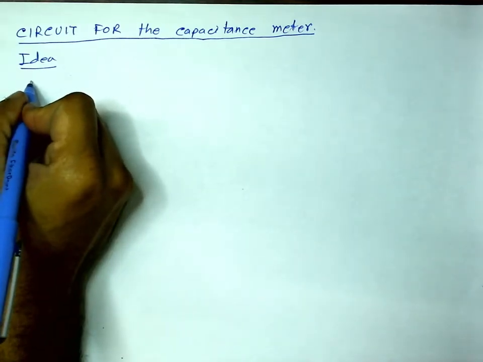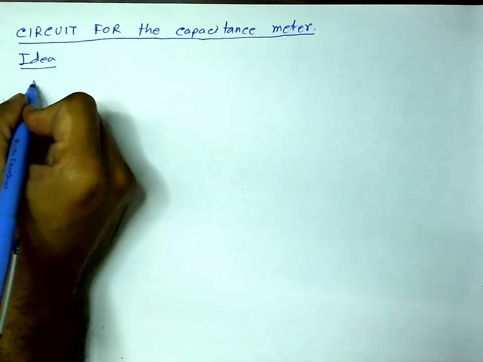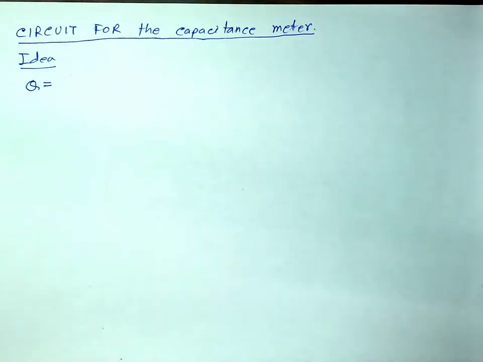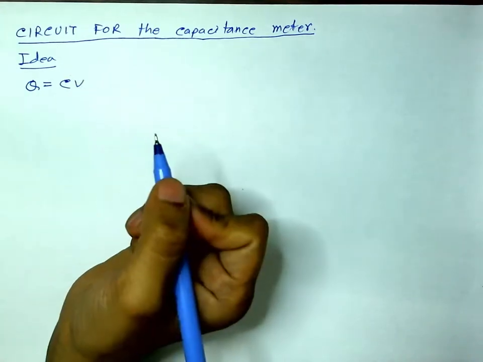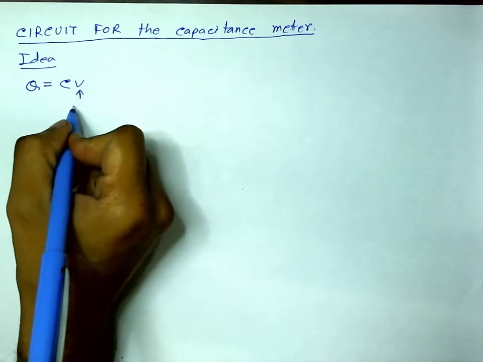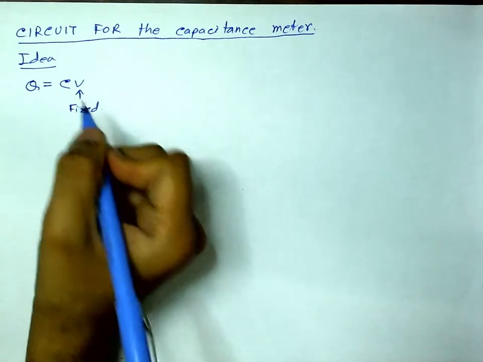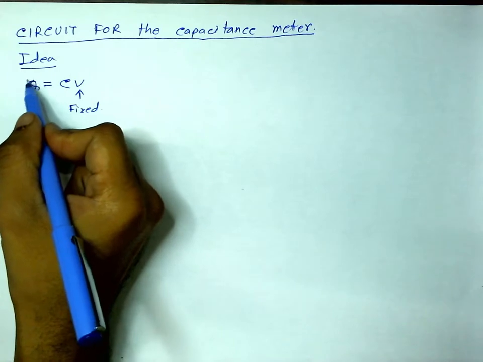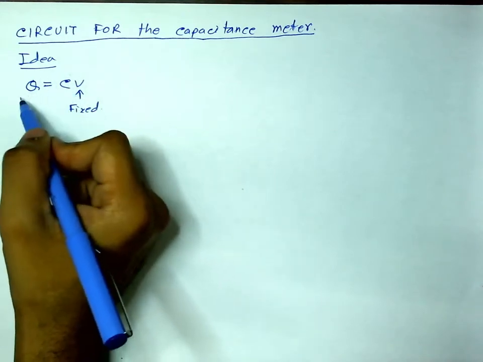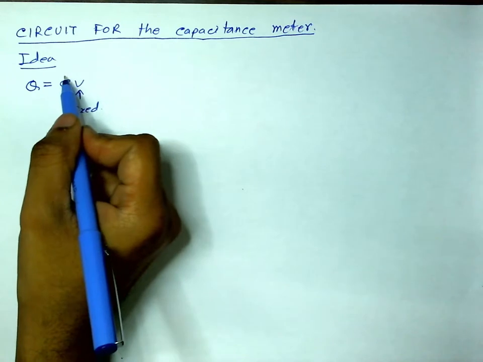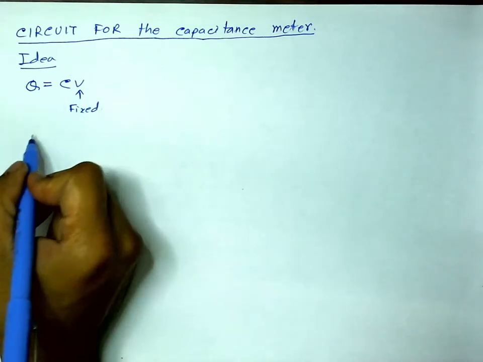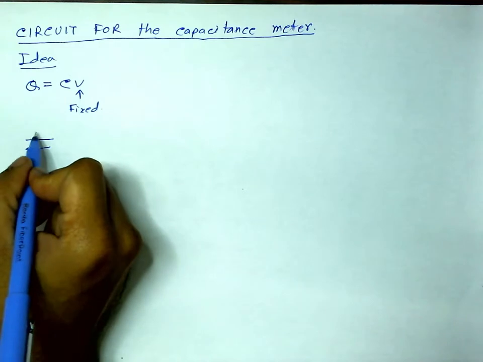We know that the charge that a capacitor can hold, Q, is equal to CV. Therefore, if I apply a constant, fixed voltage V, the amount of charge a capacitor will hold depends on its capacitance value, and they are linearly related, proportional to each other. So the more the capacitance, the more charge is held by the capacitor. So what I will do is take a capacitor and charge it.